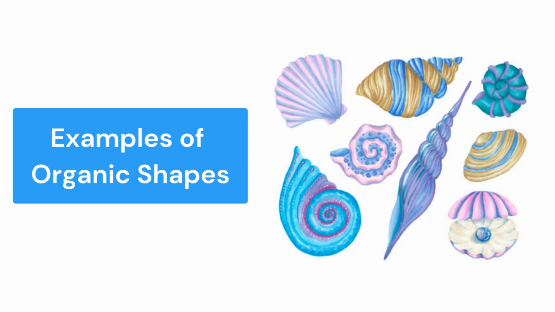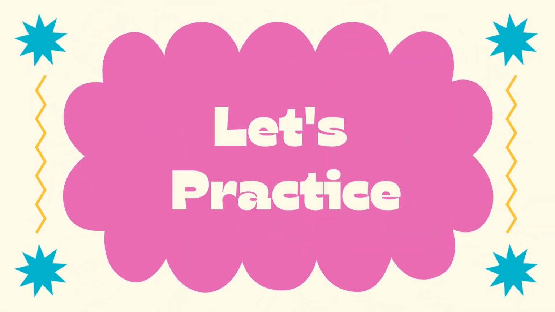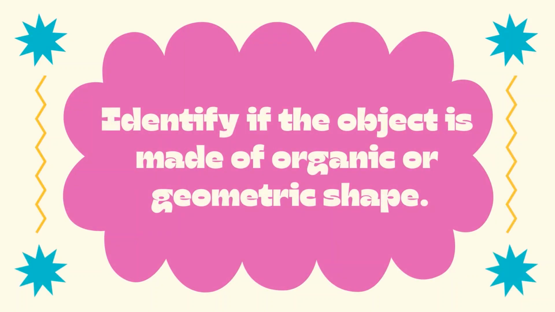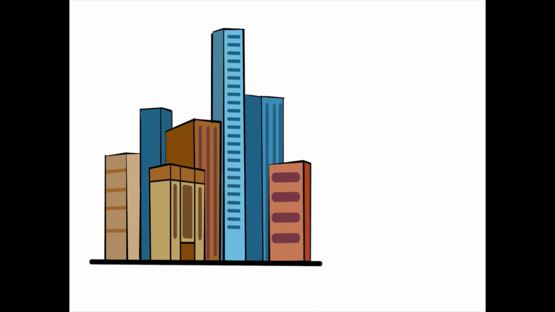Understood, children? Okay, now let us check if you learned something today. Let's practice. For this activity, I want you to identify if the object is made of organic or geometric shape. Are you ready? Okay, if you are ready, let us start. Let's have the first picture. What do you think is the picture made of? Is it geometric or organic shape? Let's see.